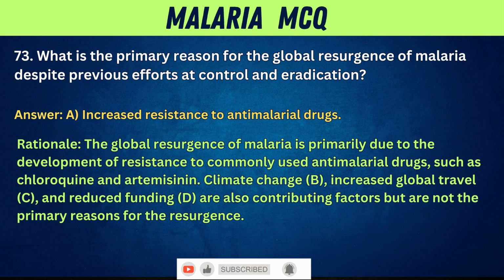Rationale: the global resurgence of malaria is primarily due to the development of resistance to commonly used anti-malarial drugs, such as chloroquine and artemisinin. Climate change, B, increased global travel, C, and reduced funding, D, are also contributing factors but are not the primary reasons for the resurgence.